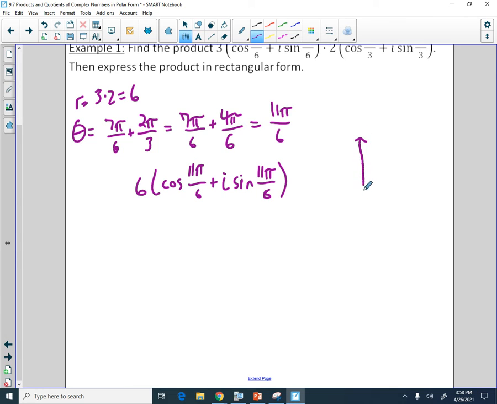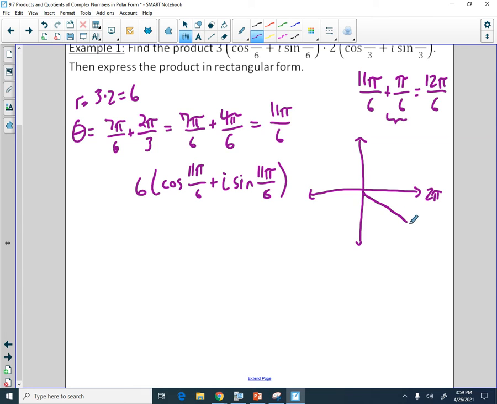Now to do this without a calculator, how I think about it is 11 divided by 6 is really close to 2. And we know that all the way around is 2 pi, right? If we go all the way around, that's 2 pi. And 11 pi over 6 is really close to 2 pi. Now, how close is it? Well, 11 pi over 6 plus a single pi over 6 would be all the way around, because 11 pi plus 1 pi is 12 pi over 6, and 12 divided by 6 is 2, or 2 pi. So this is how far away we are from 2 pi.